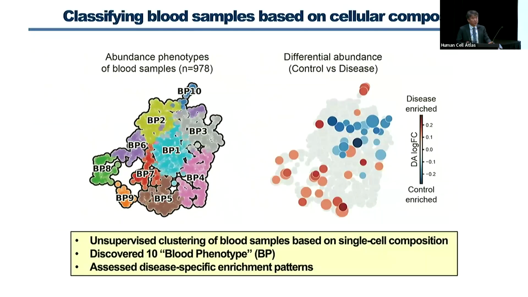And with this data, he tried to get some insight. This is blood sample data, about 1,000 samples. He used the cellular composition as features. So one dot in this data is just one sample, but the cellular composition is the features. So when he did the clustering, he showed 10 different clusters. So the blood phenotype was shown, and there is some disease sample abundance.